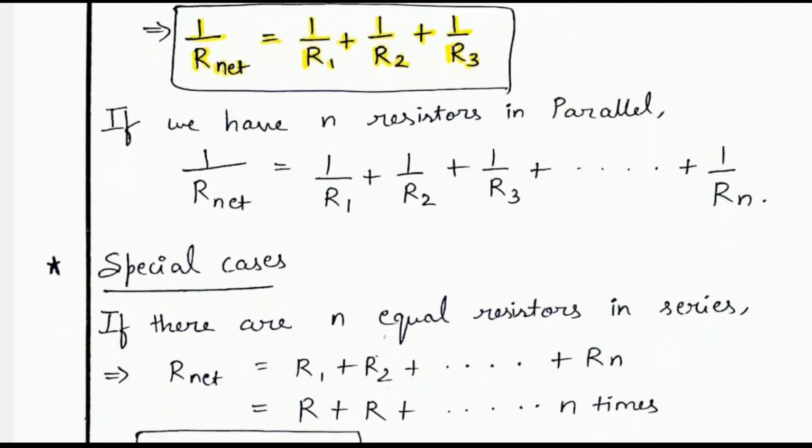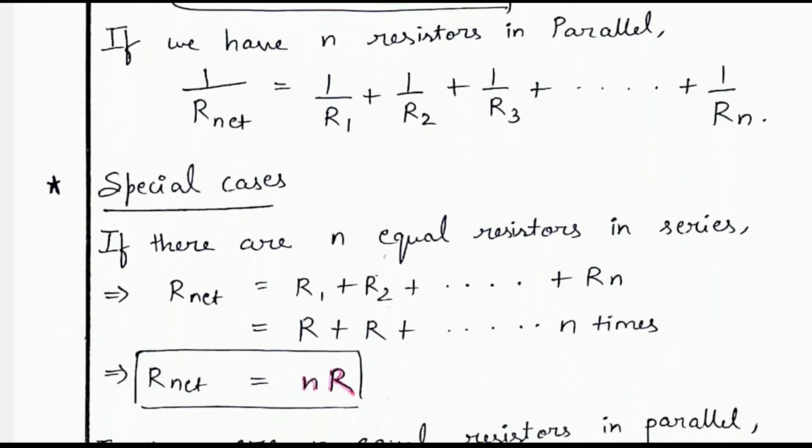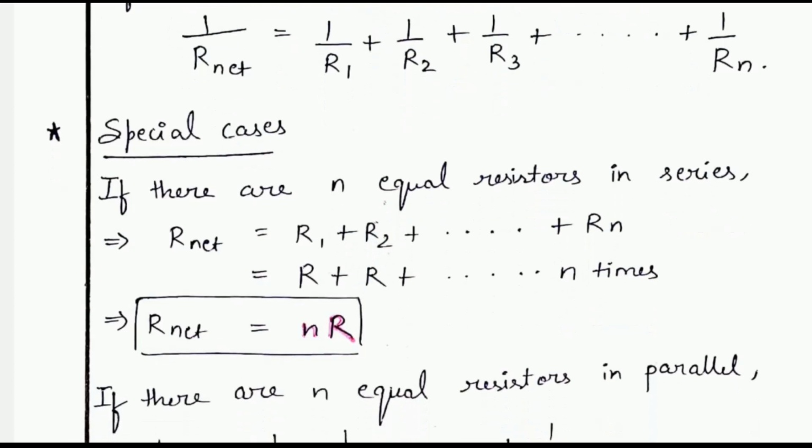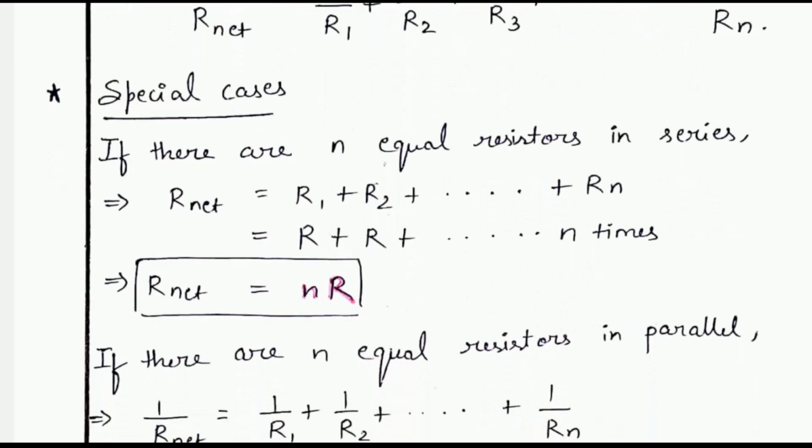Now suppose all the resistors have same value, that is R. If there are n equal resistors and suppose they are combined in series, then the net resistance will be R1 plus R2 till Rn, but the value of all the resistors is R. So you have to add R n times. So you are going to get nR. So the net resistance will be nR.